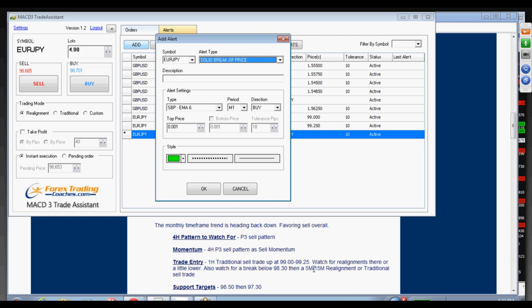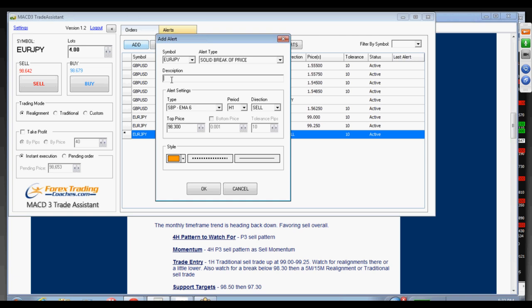I type in, to me the solid break of price is a sell pattern. So I click sell. The period for me, for a solid break of price, I use the 1 hour. So it's solid break of price EMA 6 on the 1 hour. And the price is 98.30. And for me, I put in a different color just so I know, so I put in an orange.